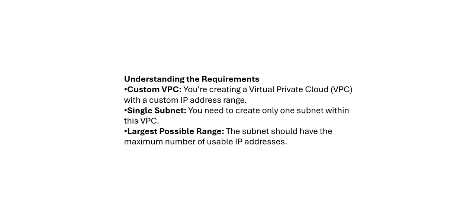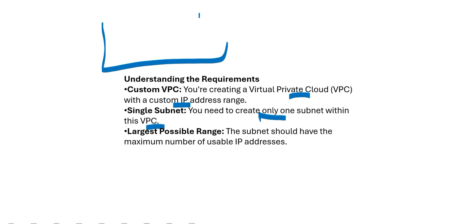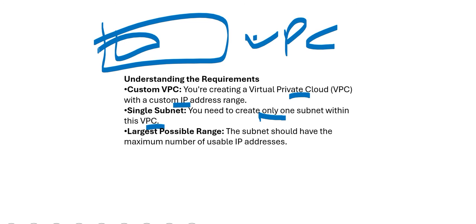Let us understand the requirement. You are creating a VPC with a custom IP address range. Okay, custom IP address. It is not static, it is custom. Now, single subnet. You need to create only one subnet within a VPC. So, you have one VPC. This is your VPC, and you have one subnet. Okay, that is the requirement. And the largest possible range. The subnet should have the maximum number of usable IP addresses.